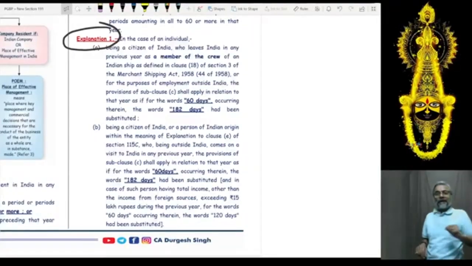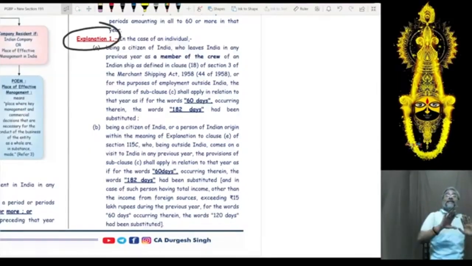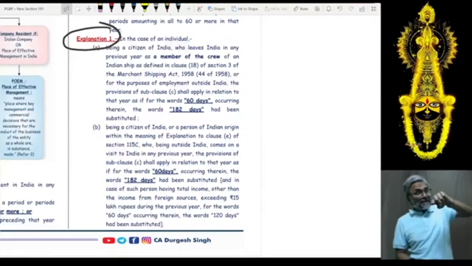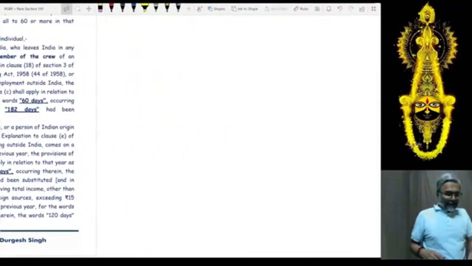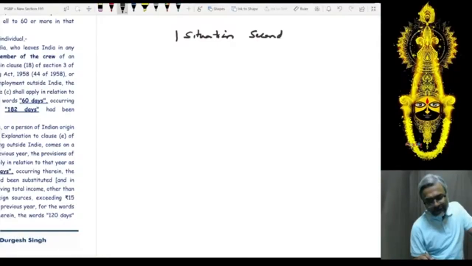Okay? One more point. And what is that point? In one particular situation, the second basic condition is a different criterion or a different condition. In one situation, the second basic condition is a separate one. Which is that one particular case? Write with me, students: in one situation, the second basic condition is different.